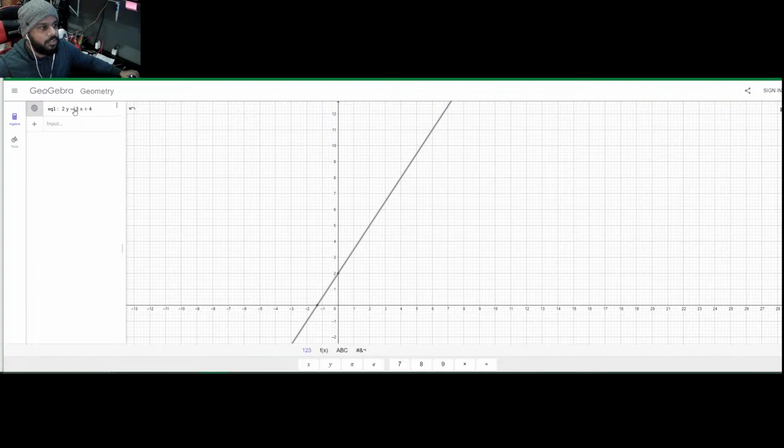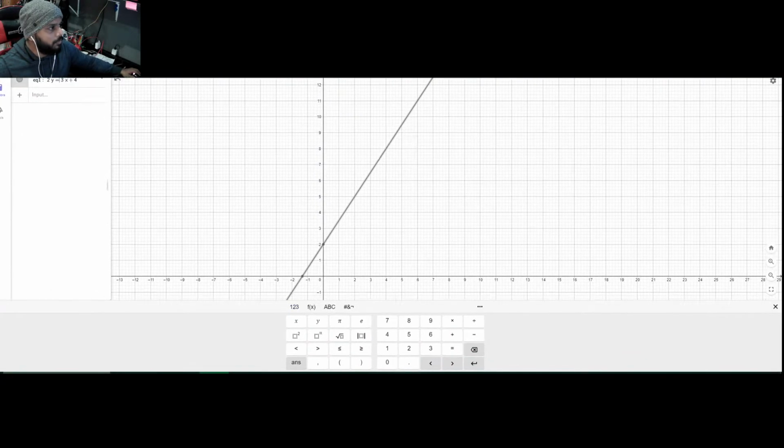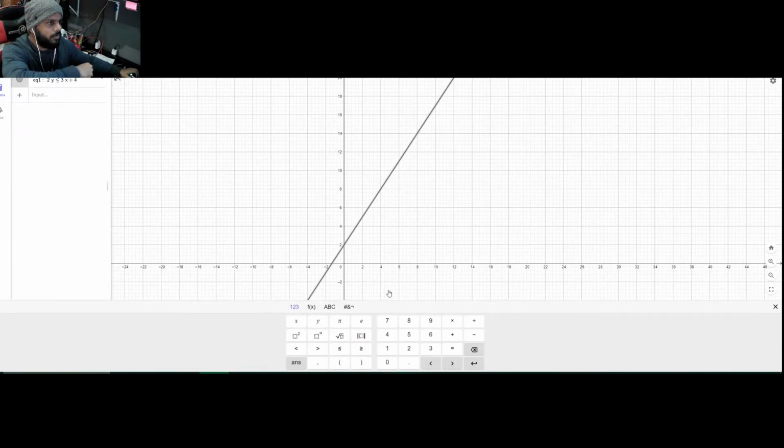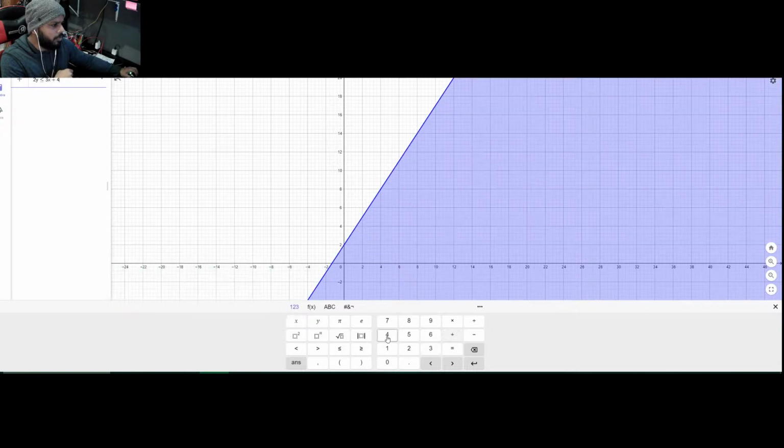So if I change this inequality here to a less than sign, you'll see underneath the graph will be shaded. 2y is less than or equal to 3x plus 4. Nice. Under the graph is shaded.